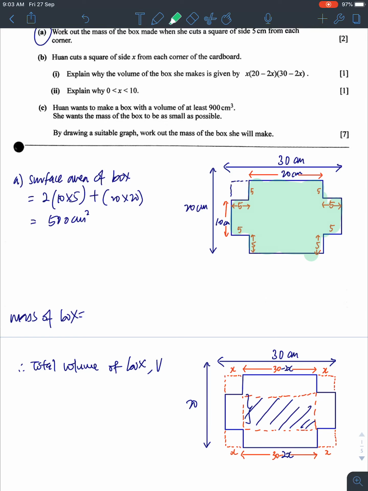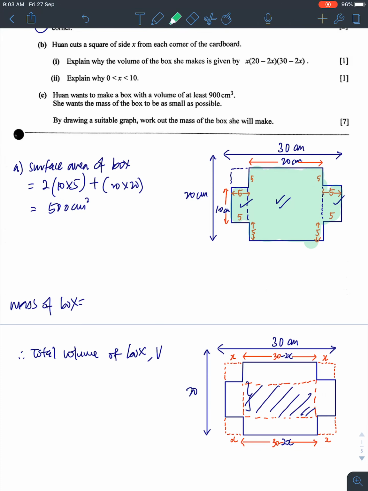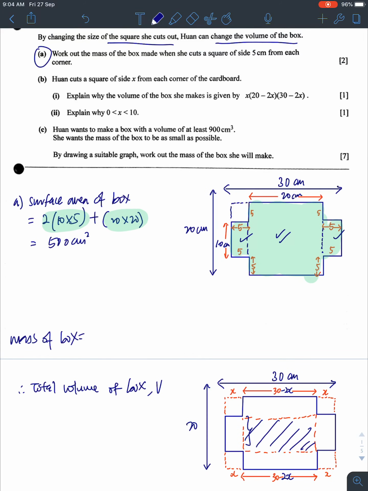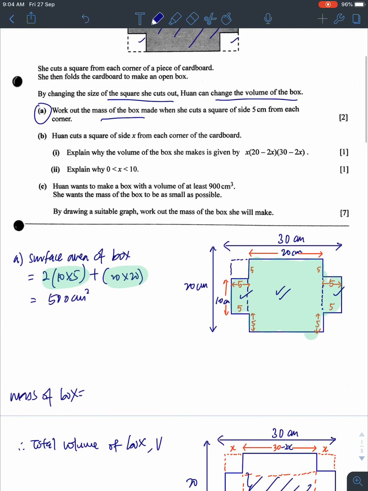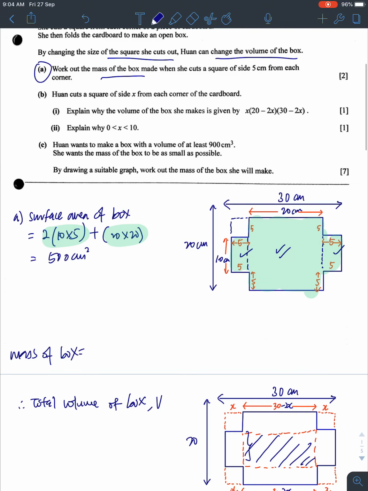If you partition this very carefully, you'll find that this area is made up of 2 identical rectangles and 1 large square. So 2 times the area of this rectangle plus the area of the square gives us 500 cm square. But we are not done. We are supposed to find the mass of the box. Finding the surface area is not enough.